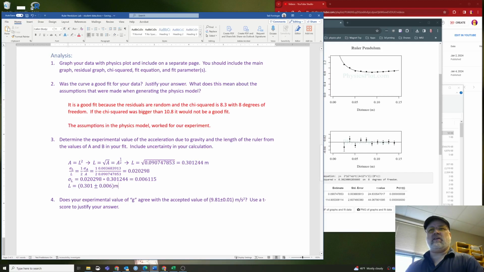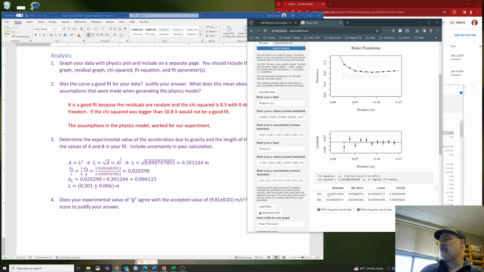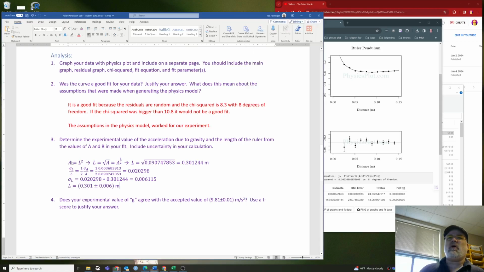That's what PhysicsPlot thinks the length of the meter stick is. The reason PhysicsPlot thinks that is because it tried every possible value of A, and it found the one that fit our data the best. And we know that A is equal to L squared, so if we know what A is, we know what L is. I hope that makes sense.